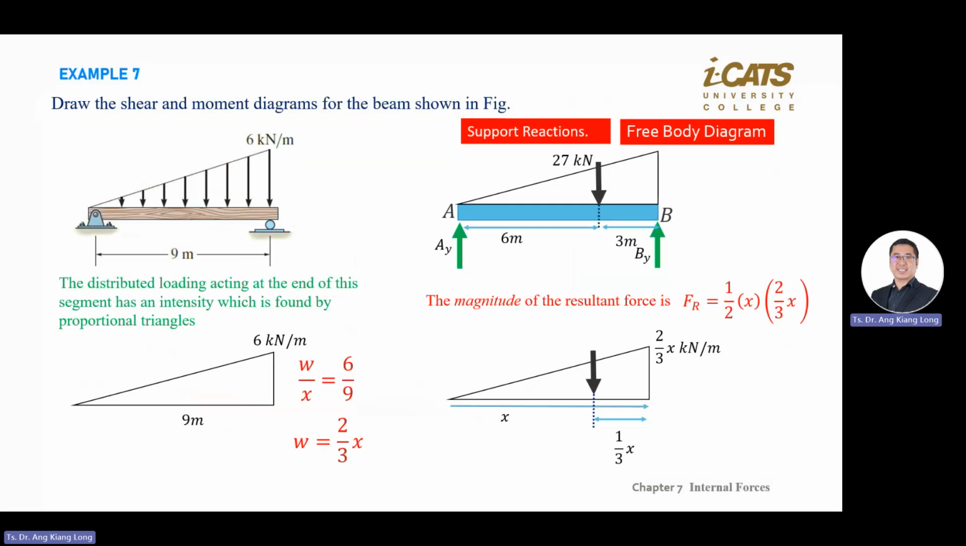This is the resultant force of this one. This is a general equation if you want to convert this distributed load into this black arrow. This FR is actually this black arrow. You are finding the area of this triangle. How to find the area of a triangle? Half base multiply height, right? So this is just to convert everything you see into a general equation.